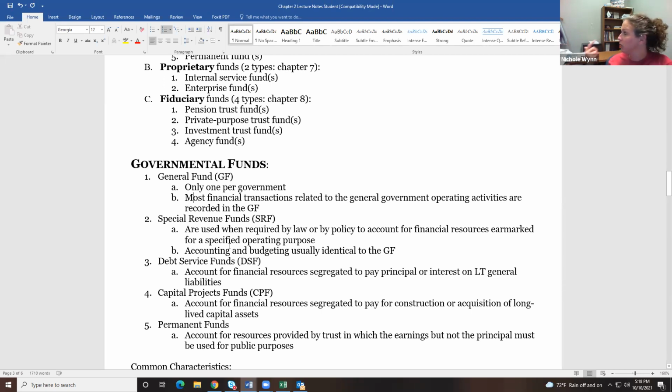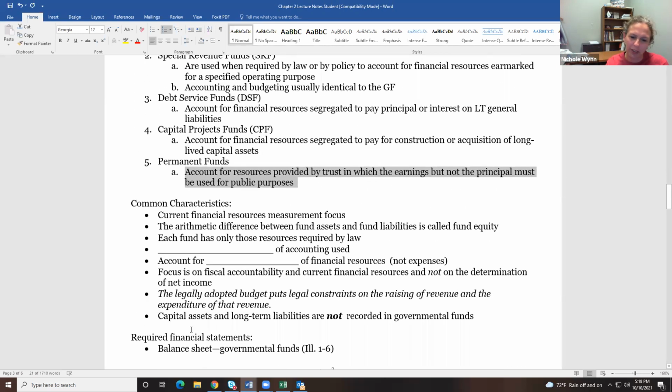And when you get that money, then you use it to maintain the park or whatever. Debt service fund, this is if we have bonds and we're having to pay interest semi-annually and they're just servicing the debt. Capital projects fund is some kind of big project you're doing, like building a new park. And then a permanent fund, it says, accounts for resources provided by trust where the earnings, but not the principal, are used for public purposes.